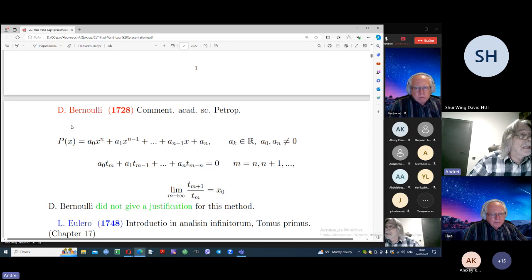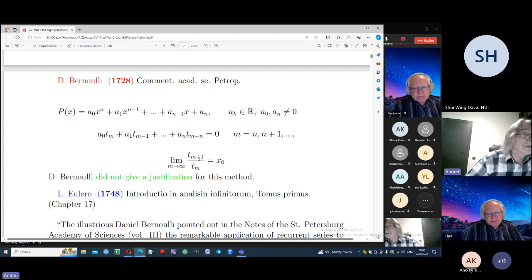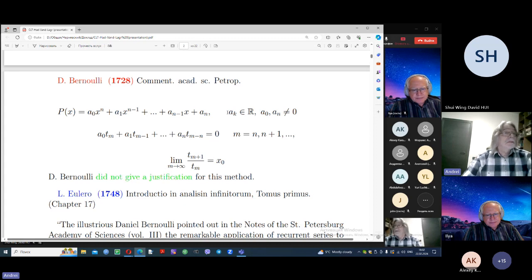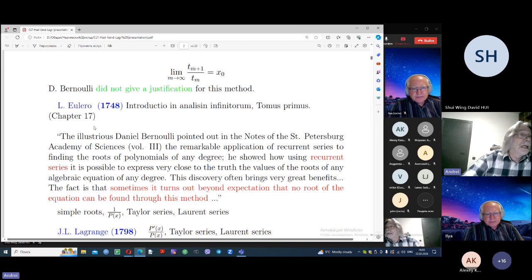And Daniel Bernoulli announced that the limit of the ratio of the terms of this equation tends to x0, where x0 is the largest in modulus root of this polynomial. Bernoulli didn't give a justification of this method. Twenty years later, Leonhard Euler wrote a book in Latin.